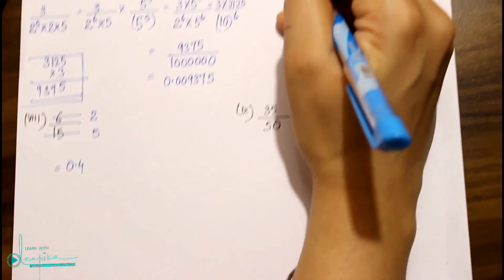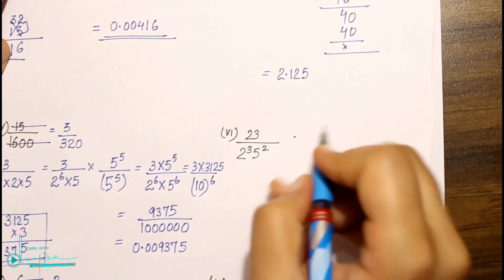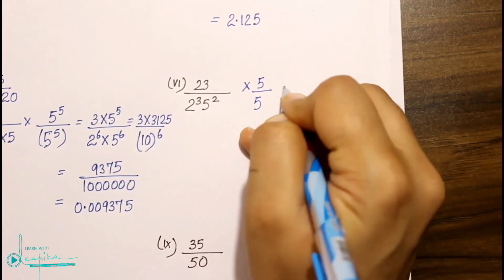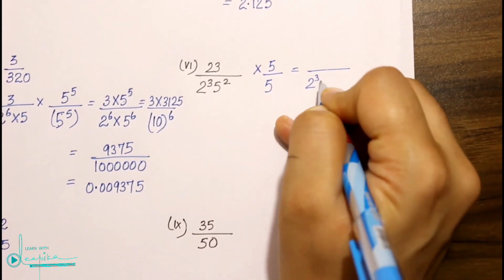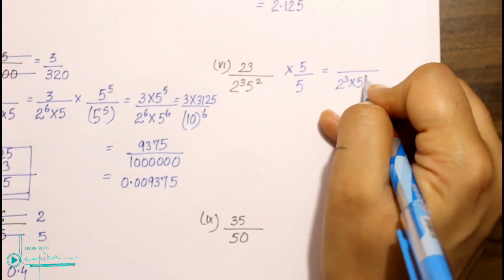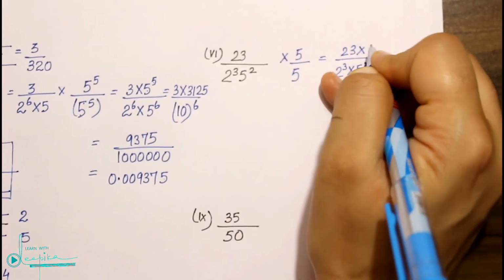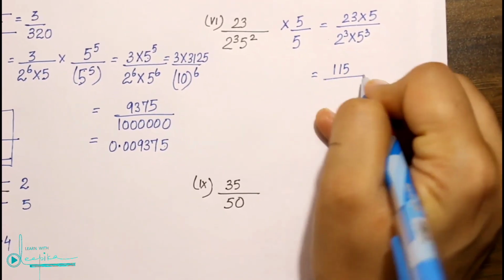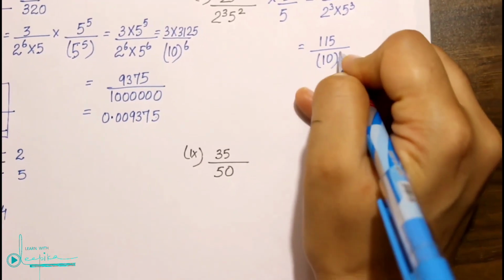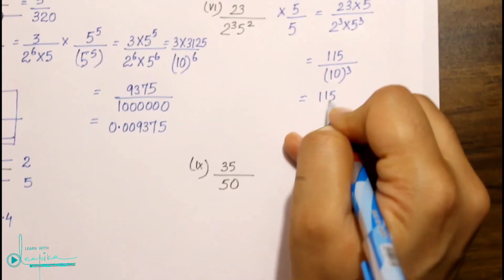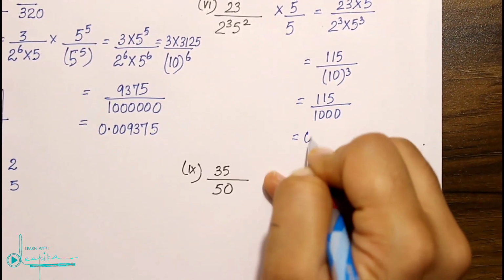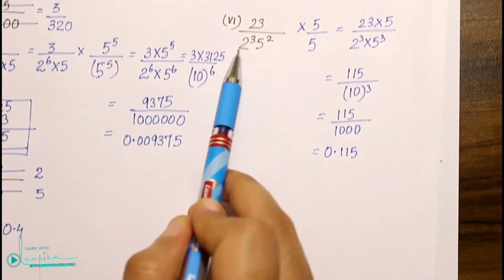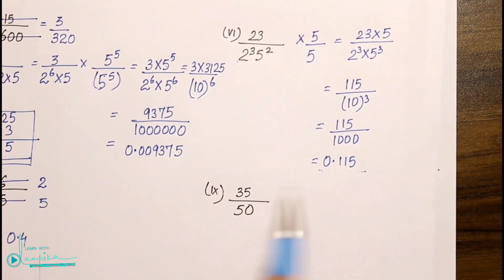Okay. Sixth part, 23 upon 2 raised to power 3 and 5 raised to power 2. In this you will multiply by 5 in numerator and 5 in denominator. So this will become 2 raised to power 3 and 5 raised to power 3. 23 multiplied by 5 in numerator, when you multiply you will get 115, and in denominator it's 5 into 2, 10 raised to power 3. So 115 upon 1000, 0.115. The decimal expansion of 23 upon 2 raised to power 3, 5 raised to power 2 is this.